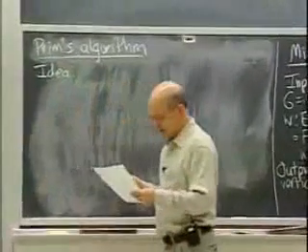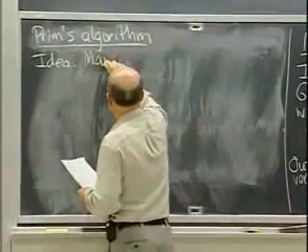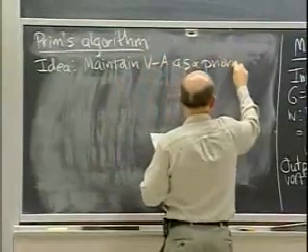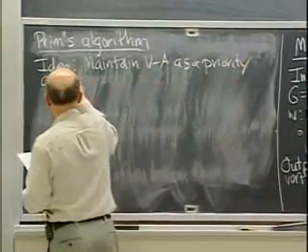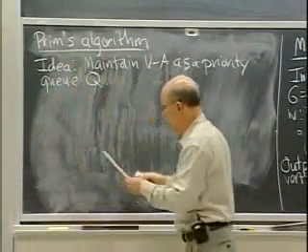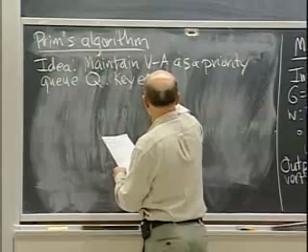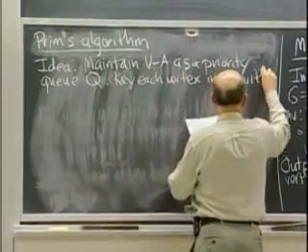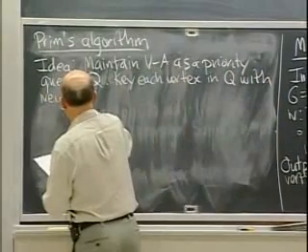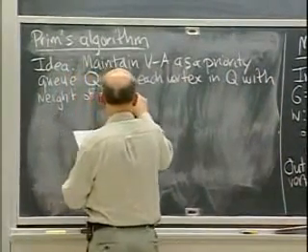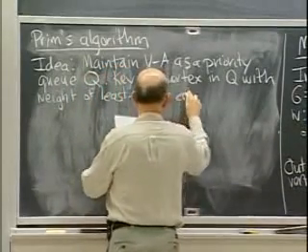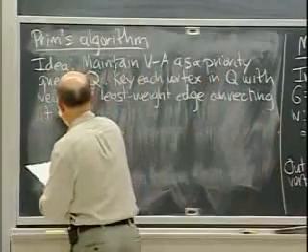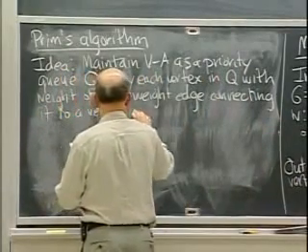So here's the idea. What we're going to do is maintain V minus A as a priority queue, we'll call it Q. And we're going to key each vertex in Q with the weight of the least weight edge connecting it to a vertex in A.